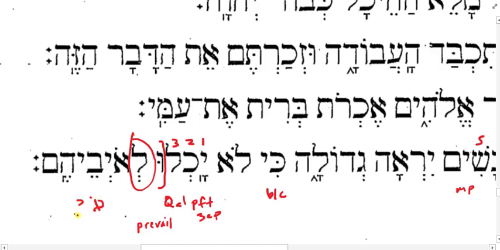Oyev. What's an oyev? An enemy. But here I have oyevehem. I've got a pronoun suffix and a yod before the pronoun suffix. So is this singular or plural, oyev? It's plural. Good. So they were not able, or they did not prevail over enemies.